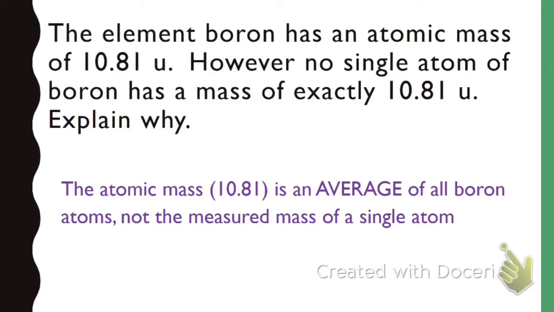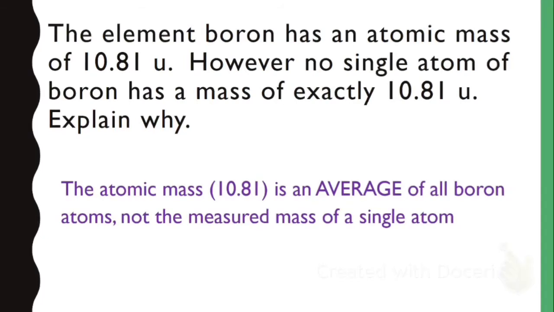That atomic mass on the periodic table is an average of all boron atoms, not just the measured mass of a single atom. So this is kind of like how I could say that the average mass of a student in my class is 150 pounds.